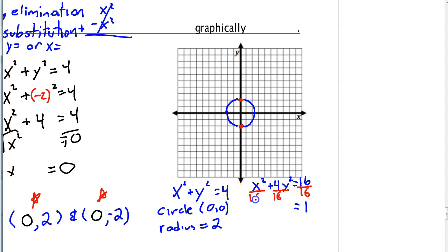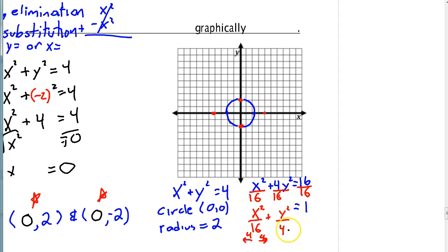But we have to divide everything here by 16. So we're going to have x squared over 16. We're going to have y squared over 4, because 4 over 16 just reduces to 1 over 4. So now we have an ellipse. It looks like we're going to be starting at 0, 0 as well, right? But on the x-axis here, we're going to go 4 to the right and 4 to the left, right? That's where the 16 comes from. So we're going to go 4 this way and 4 this way.